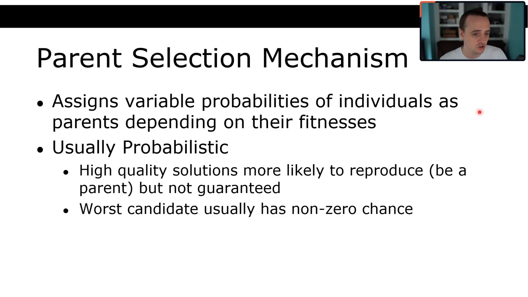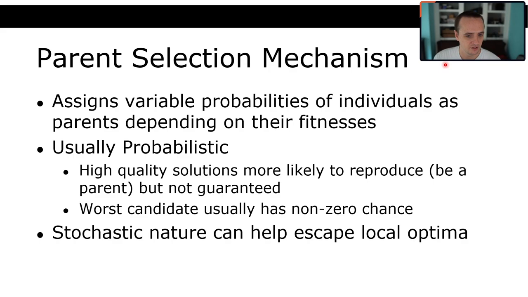It's usually probabilistic, right? So higher quality solutions, so more fit individuals, should be more likely to reproduce, but it shouldn't be guaranteed. And you should also make it so that your worst possible candidate has a non-zero chance of reproducing, meaning that you always want there to be the chance that the lowest fit solution gets the chance to reproduce. You always want there to be that bar on the corner where two people could always reproduce. That does good things for the gene pool. And stochasticity, so randomness, can help you escape local optima, and we'll talk about that a little bit later.